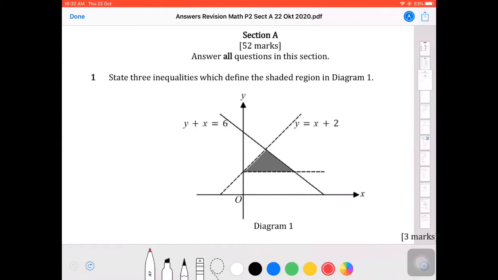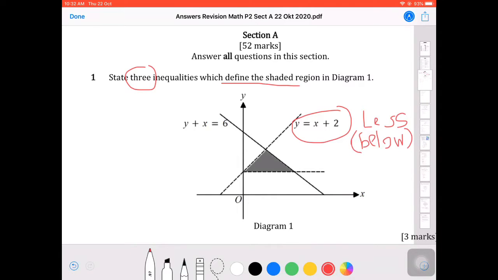So now we're going to discuss the solution for the papers that I just gave to you. We're going to state the three inequalities which define the shaded region. In this chapter, if you see that the area is shaded downwards, it's less, so you're going to put the inequality sign to be less. If you see the area is shaded upwards, going up, you're going to put more than. So less means below, more means above.